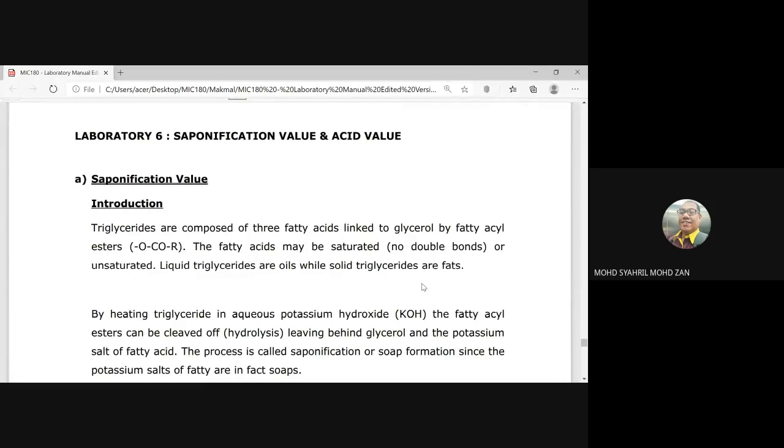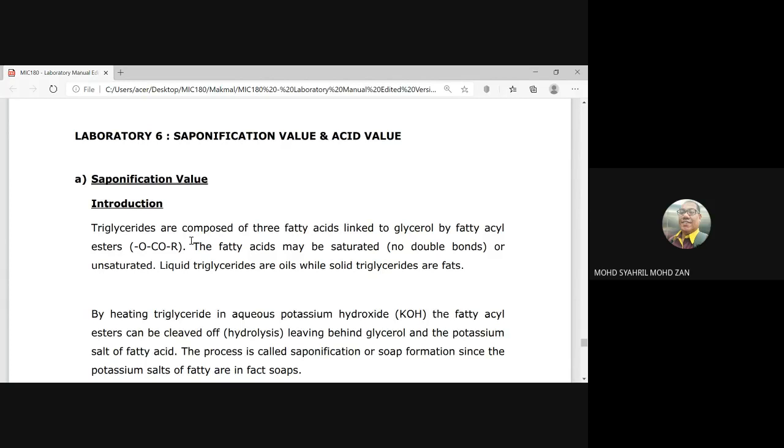All right, so laboratory number 6, saponification values and acid values. Quickly, let us go through the introduction for our experiment today. It is saponification. All triglycerides, which refers to fat, are composed of 3 fatty acids linked to one alcohol, which we call glycerol, by fatty acyl ester. Why do we call it ester? Because the combination between acids and glycerol gives a very delicious odor, bau yang harum. So that's why we call it esters.